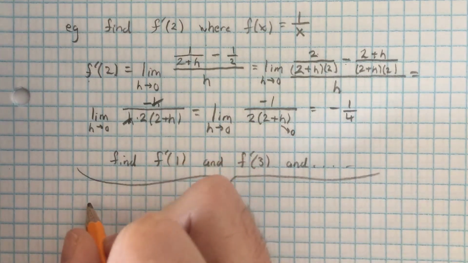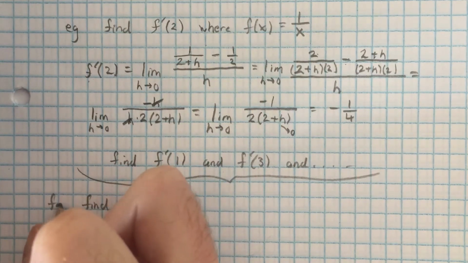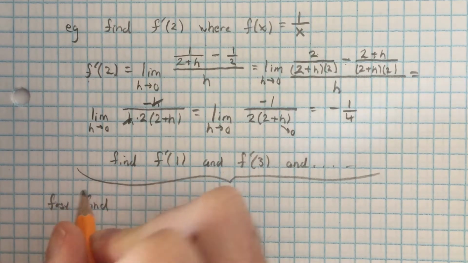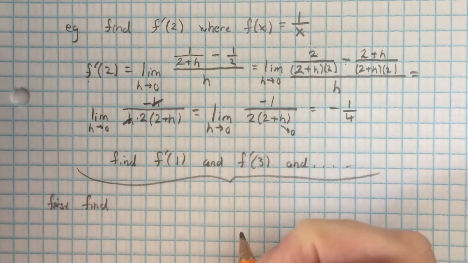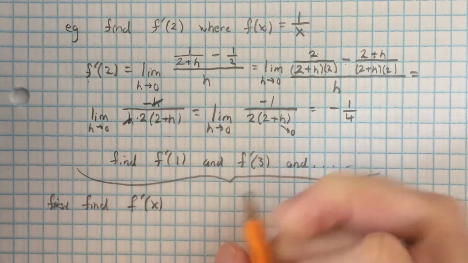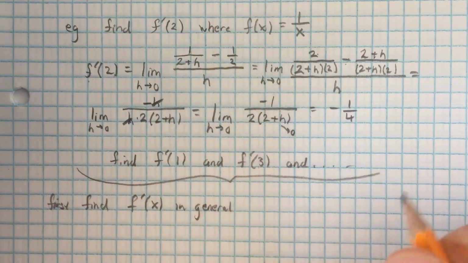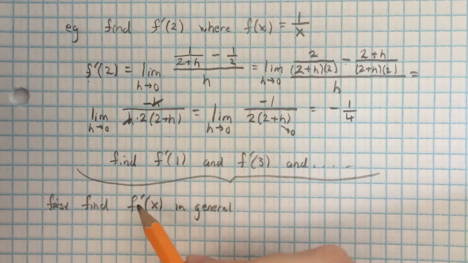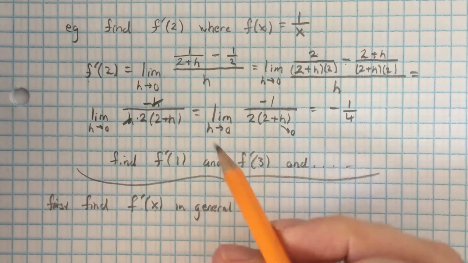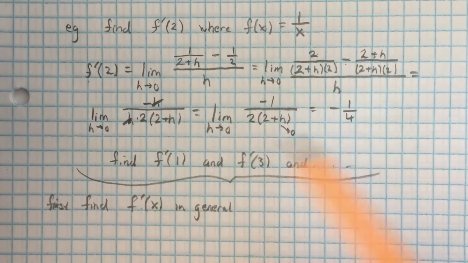Rather, what we can do instead is, could have done this a different way. We can first find f prime of x in general. And again, what will that give me? That will give me the slope of the original curve anywhere I want. Then if I need to find it at 2, I'll plug in 2. If I need to find it at 1, I'll plug in 1. If I need to find it at 3, I'll plug in 3.